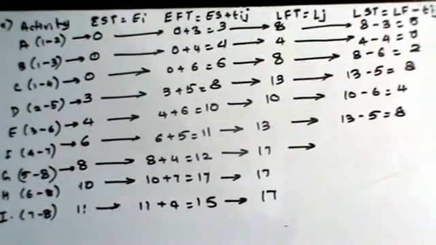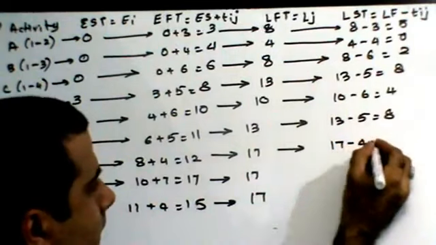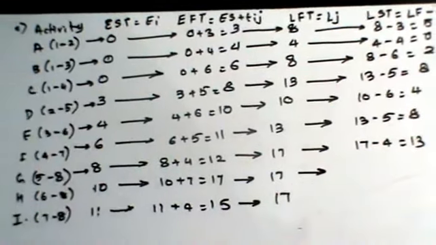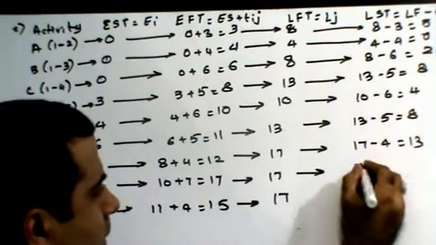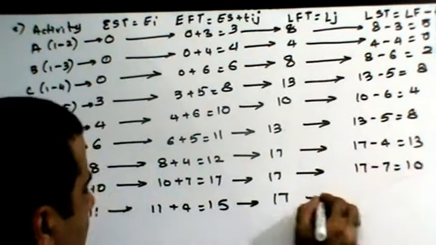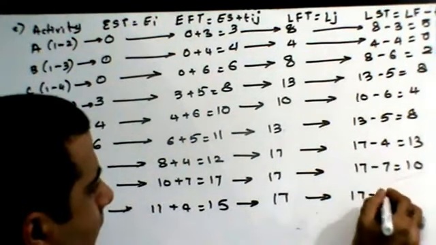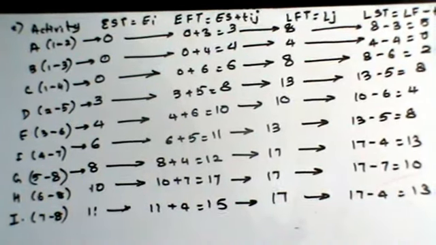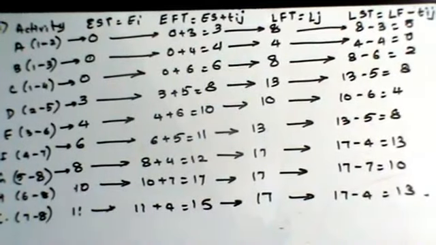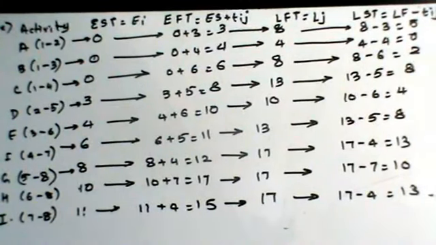For activity G, it is going to be 17 minus 4. For activity H, it is 17 minus 7. For activity I, it is 17 minus 4. So now we know exactly how to find out start and finish time: the earliest start time and the latest start time, and similarly the earliest finish time and the latest finish time.